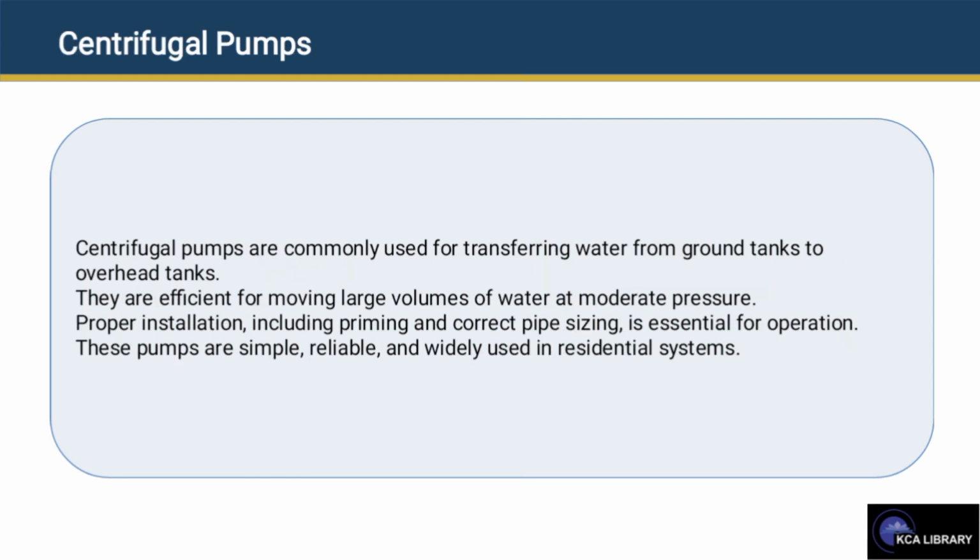Let's look at centrifugal pumps, the first selection. Centrifugal pumps are commonly used for transferring water from ground tanks to overhead tanks. They are efficient for moving large volumes of water at moderate pressure. Proper installation, including priming and correct pipe sizing, is essential for operation. These pumps are simple, reliable, and widely used in residential systems.